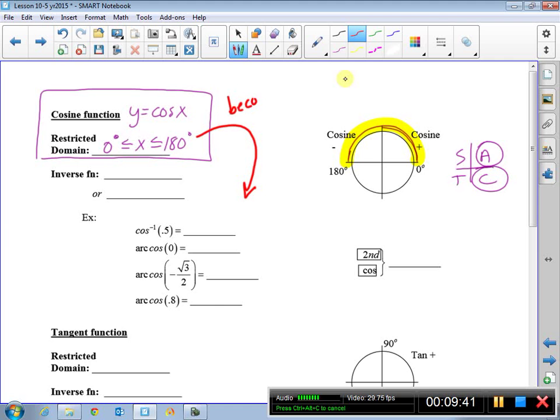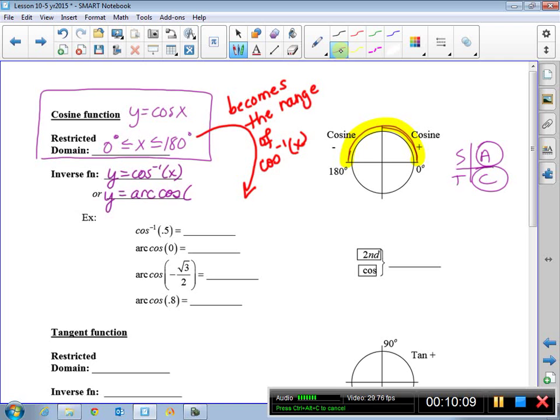So I'm going to write the same thing I did on the sine. This becomes the range of cos inverse. Range are your y values coming out. So our inverse cosine functions look like cosine inverse of x, or arc cos of x. Okay, we're just hitting second cosine on our calculators. That will give us cos inverse of whatever you put in.